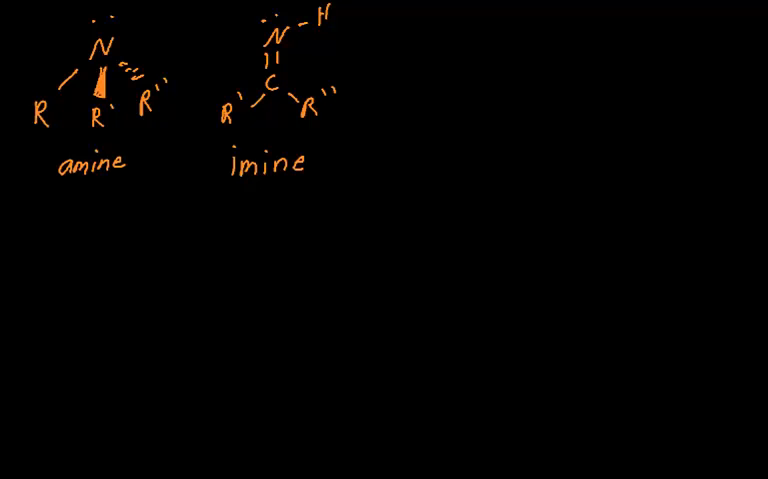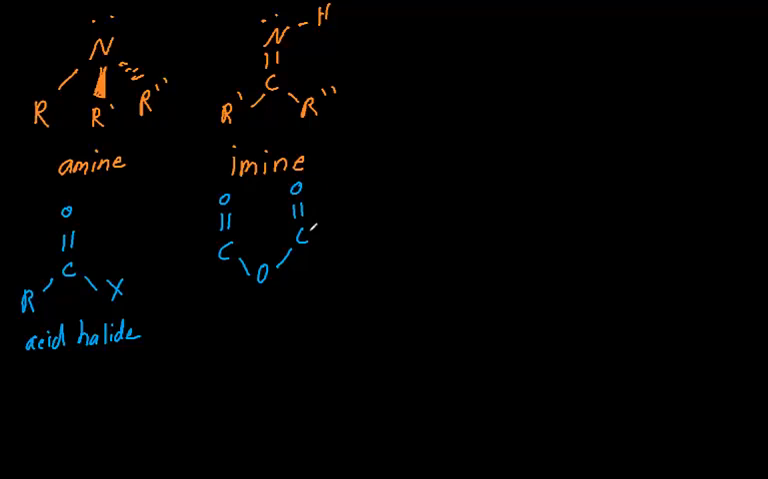And then we have our final set. We have an acid halide, where again X is a halide, so an acid halide. Then we have an acid anhydride, which is somewhat similar. It's kind of like two acid halides without the halides. So that's an acid anhydride.